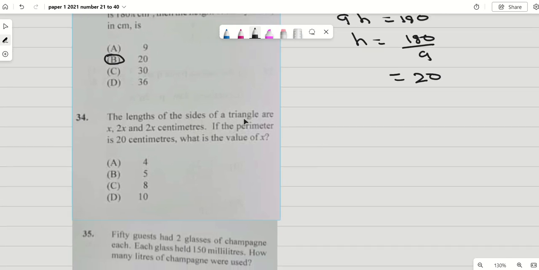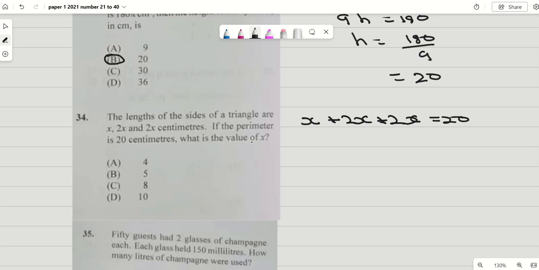The length of the sides of a triangle are x, 2x, and 2x centimeters. If the perimeter is 20 centimeters, what is the value of x? So we know perimeter is distance around. They told you one side is x, the next side is 2x, and the next side is 2x. So x plus 2x plus 2x is equal to 20.